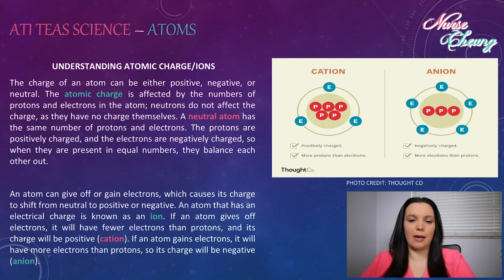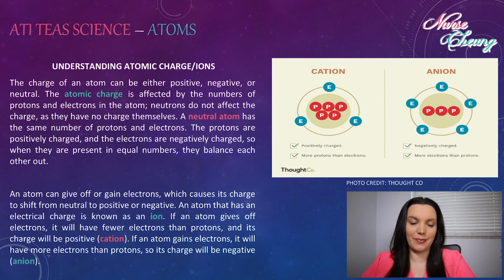The charge of an atom can be either positive, negative, or neutral. The atomic charge is affected by the numbers of protons and electrons in the atom. Neutrons do not affect the charge as they have no charge in and of themselves. A neutral atom has the same number of protons and electrons. The protons are positively charged and the electrons are negatively charged, so when they are present in equal numbers, they balance each other out.